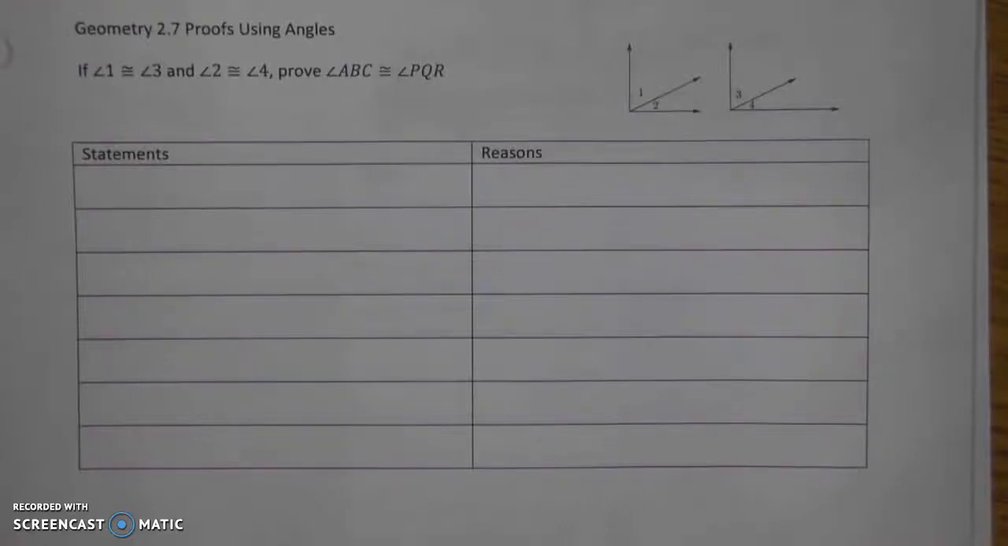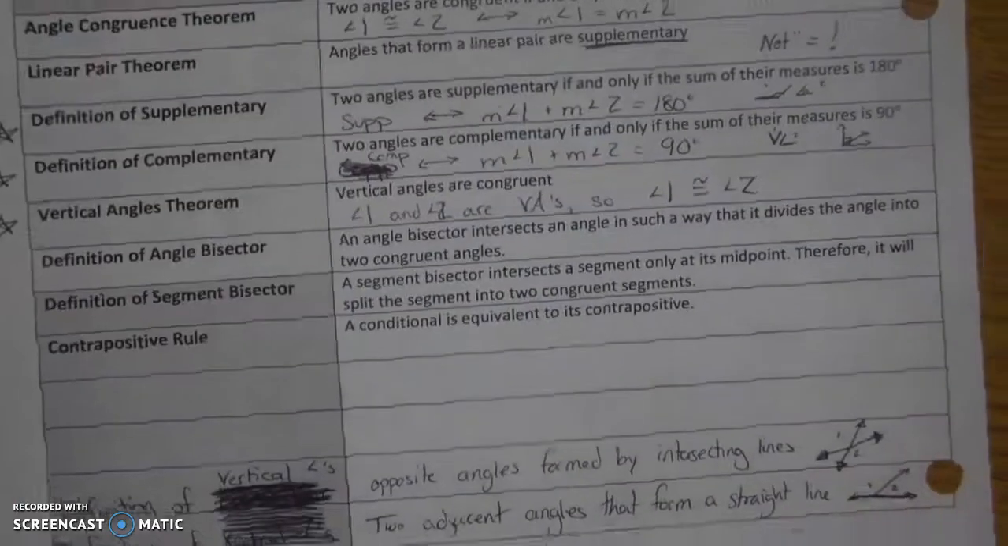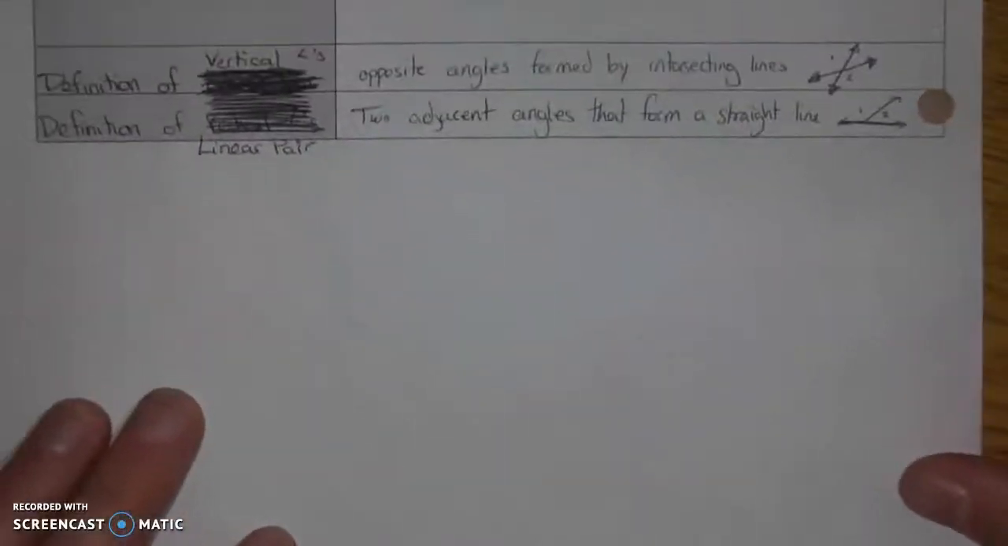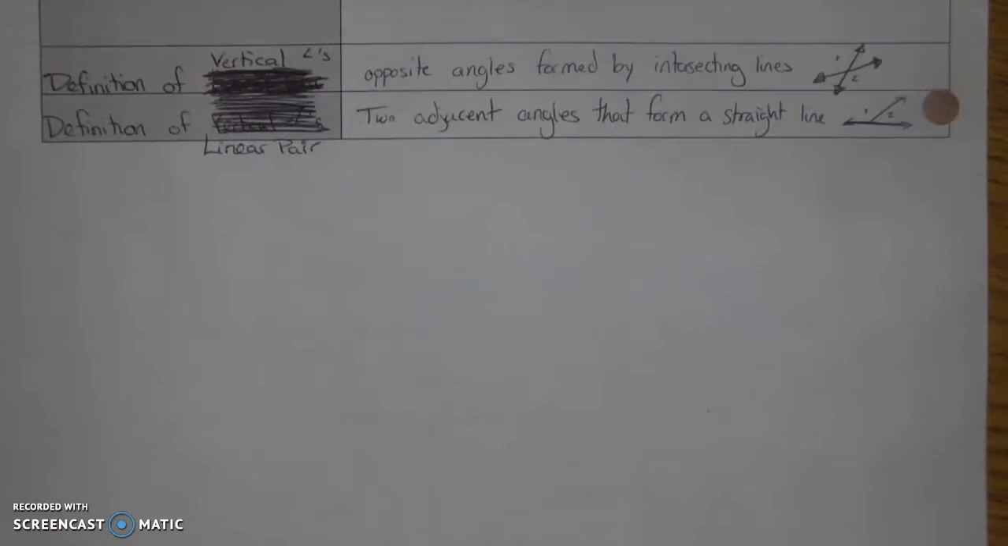Hello everybody. So today what we're going to be looking at is proofs using angles. Now in order to do proofs with angles, we first have to remind ourselves about a few special angles that we tend to get confused. Even I do sometimes. So let's start out with the definition of a few special ones, like vertical angles.